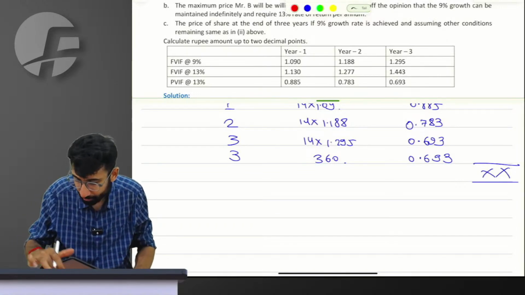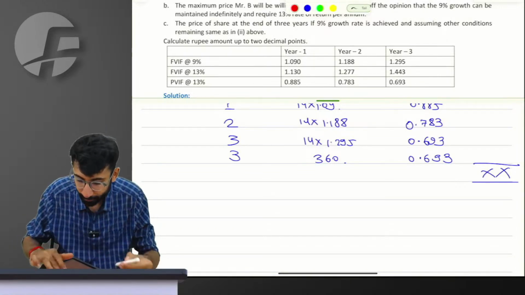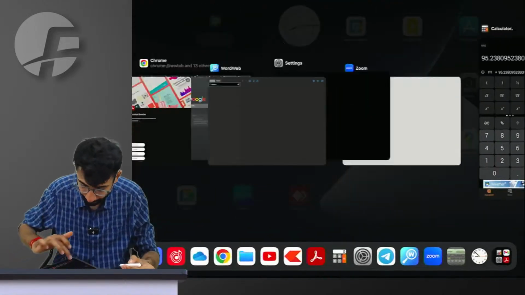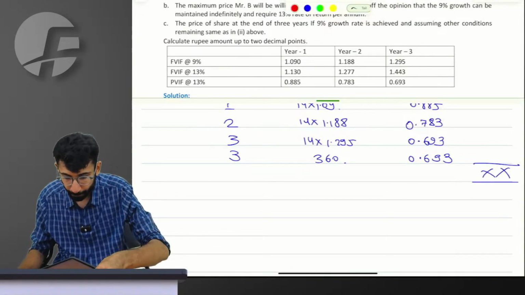One second. The screen is stuck. Hold on.